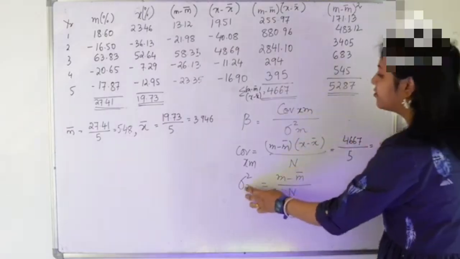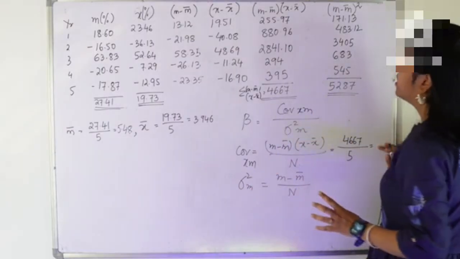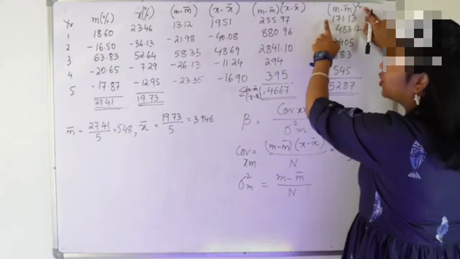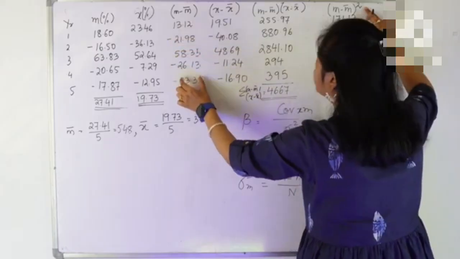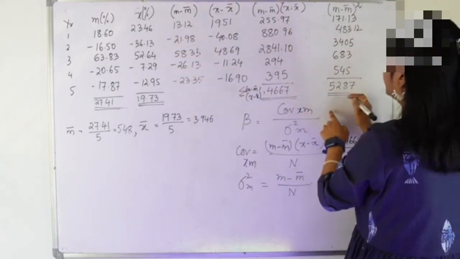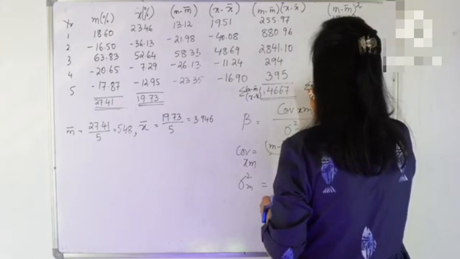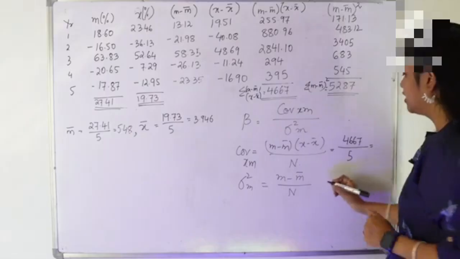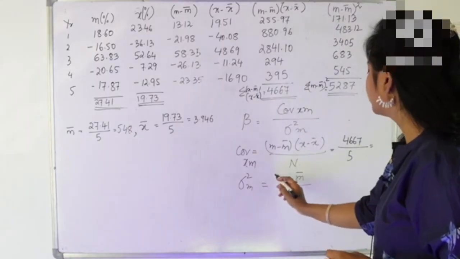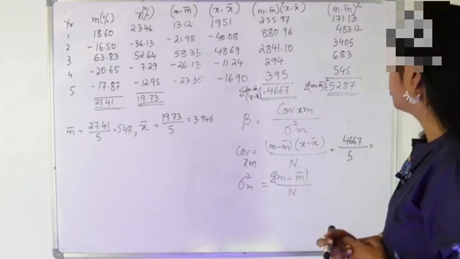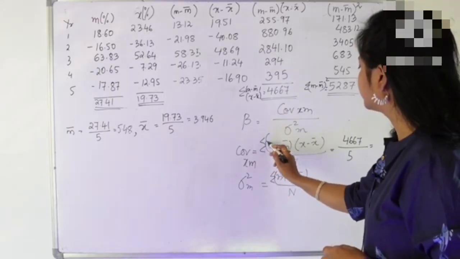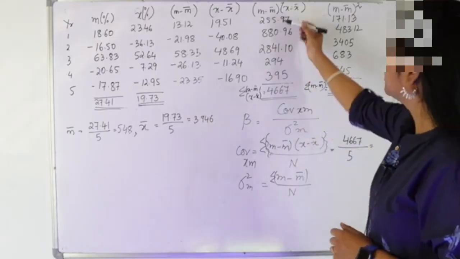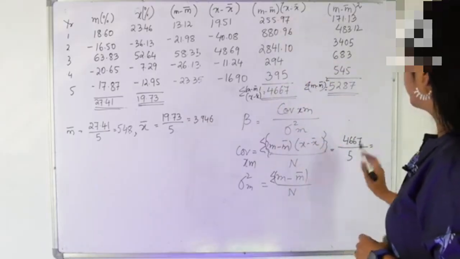Now coming to finding variance. This is variance of m. For variance of m, we have to find out (m minus m bar) whole square. So we find the square of these values, and then we total it to get sigma (m minus m bar) whole square. So this is 5287. Variance is equal to sigma (m minus m bar) whole square, and this also please write as sigma. This is sigma (m minus m bar) into (x minus x bar) divided by n. So I have taken the summation of this 4667 by 5.